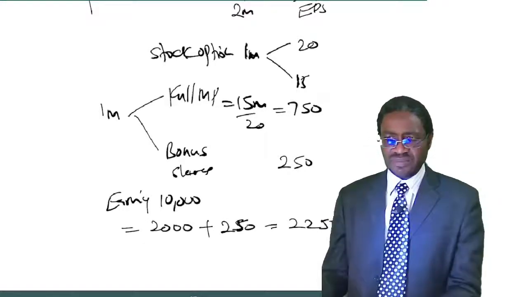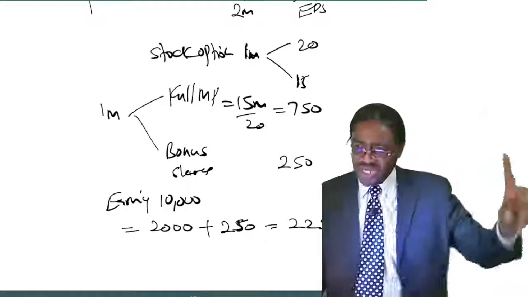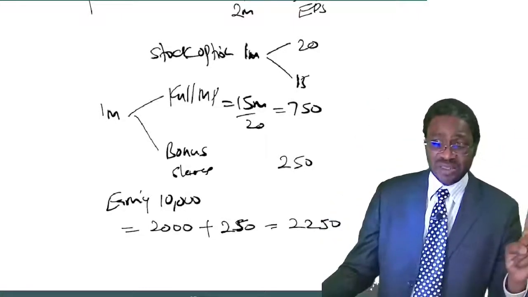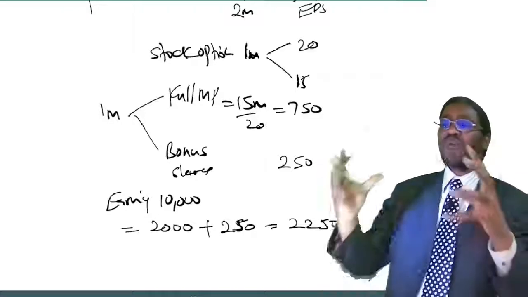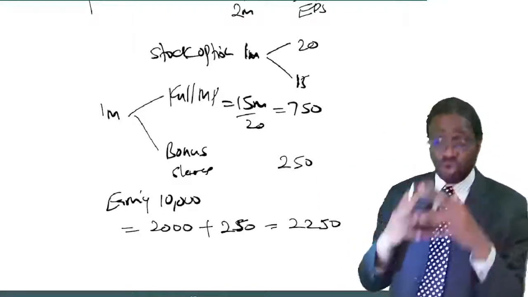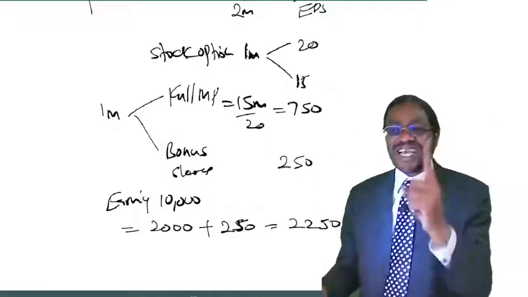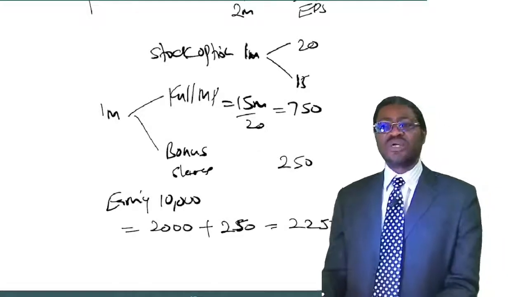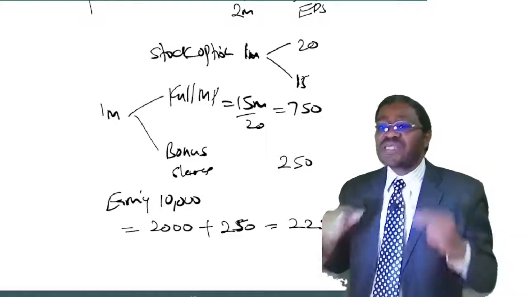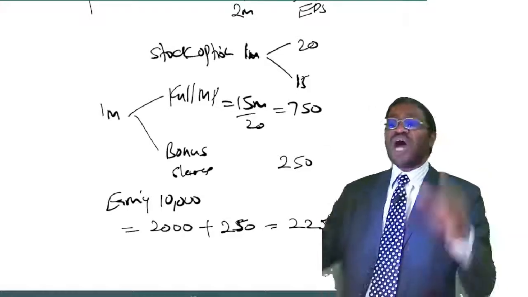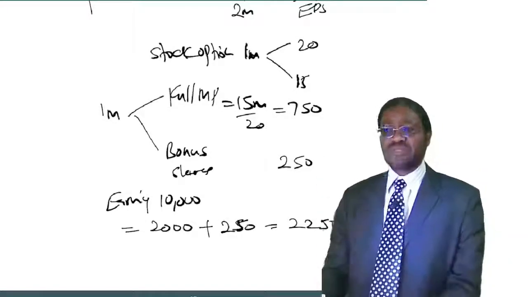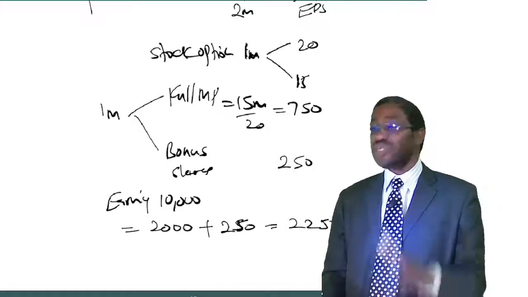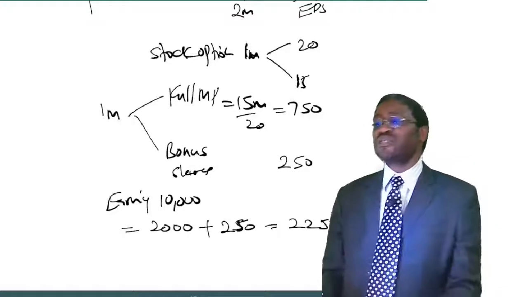Question is this: had the employees exercised their right and bought the shares the moment we signed with them the agreement called stock option? Had they exercised that right and bought the shares? Question is, would our earnings have changed? Currently, our earnings are 10 million. That is net profit after tax and preference dividends.